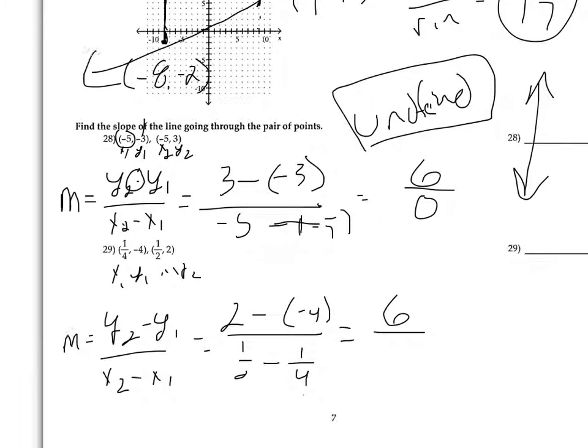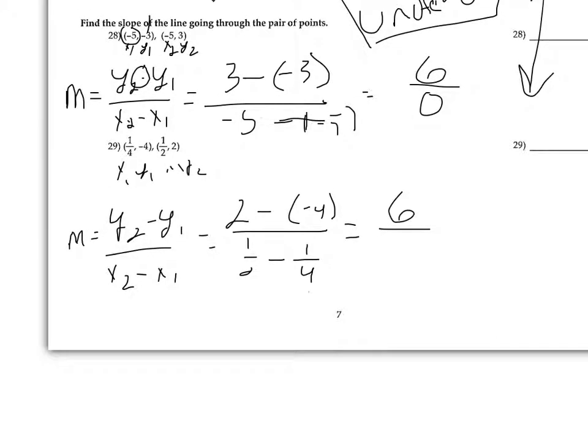And then in the denominator, we need to get a common denominator. If we have 2 and 4 as the denominators, the lowest common denominator is 4, so multiply by 2 over 2. This gives us 2/4 minus 1/4, which is just equal to 1/4. So we have 6 divided by 1/4.